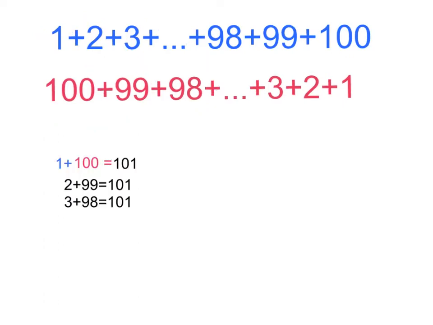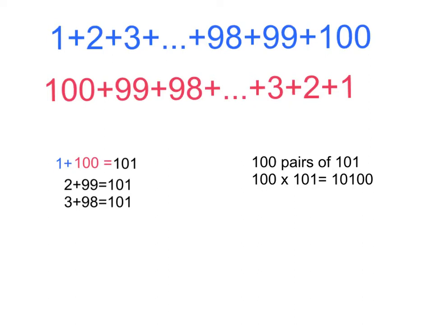So we have 1 plus 100, which is 101. Then we have 2 plus 99, which is also 101. 3 plus 98 is 101. Oh, so all the pairs are 101. So there are 100 pairs from 1 to 100, and each makes 101.